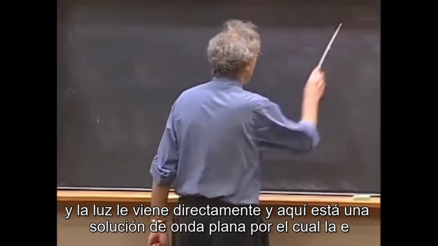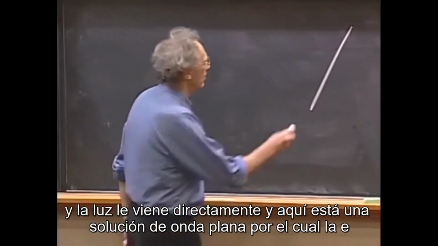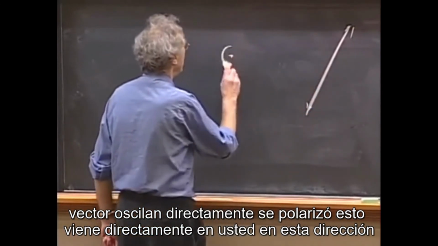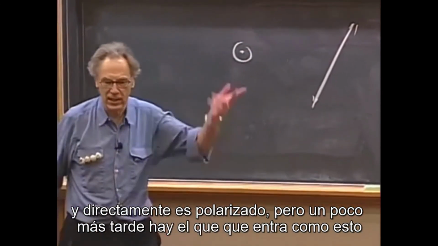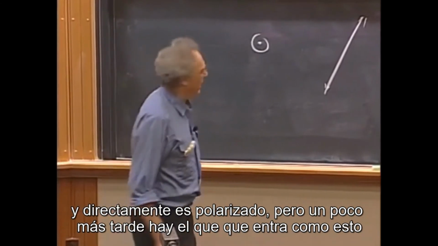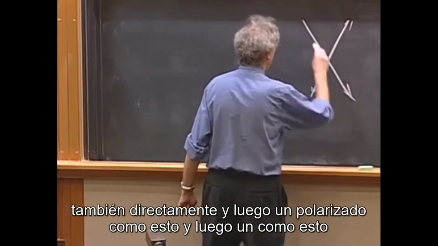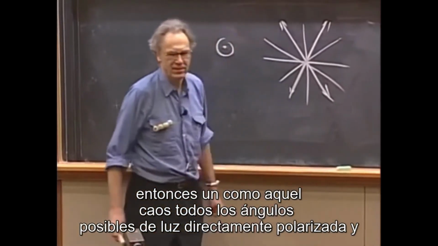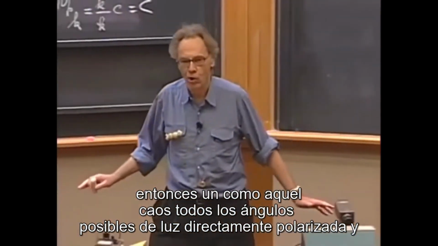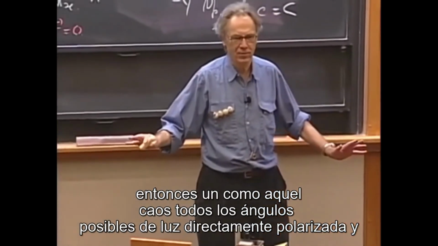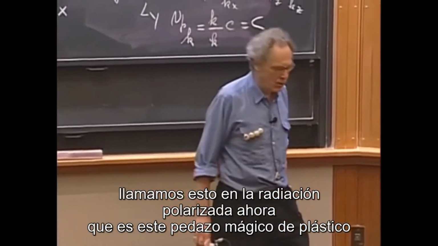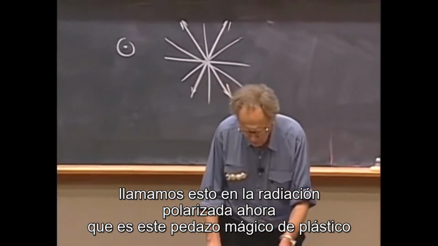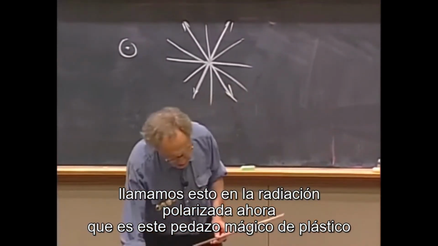Imagine that there is a desk lamp here, and light comes straight to you. And here is a plane wave solution whereby the E vector oscillates, linearly polarized. It's coming straight at you in this direction. But a little later, there is one that comes in like this, also linearly polarized, and then one like this, and then one like this, and then one like that. Chaos! All possible angles of linearly polarized light. And we call that unpolarized radiation.